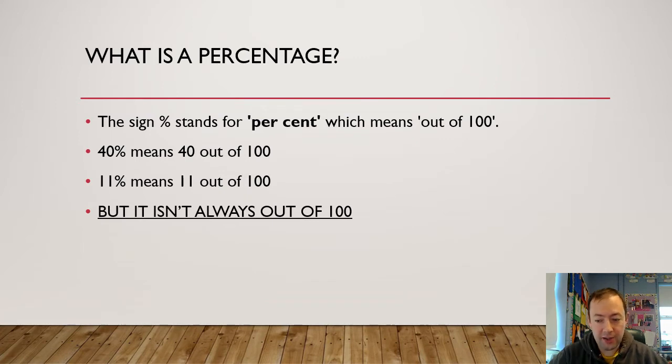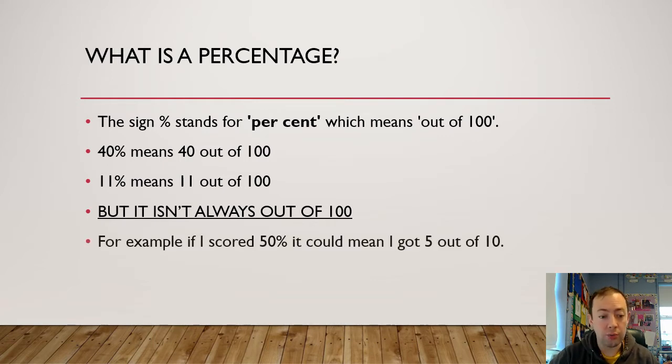But, and here's the thing that makes percent a little bit difficult to understand, it isn't always out of 100. So 100 represents the whole. So for example, if I scored 50%, it could mean I got 5 out of 10. Or 10 out of 20.